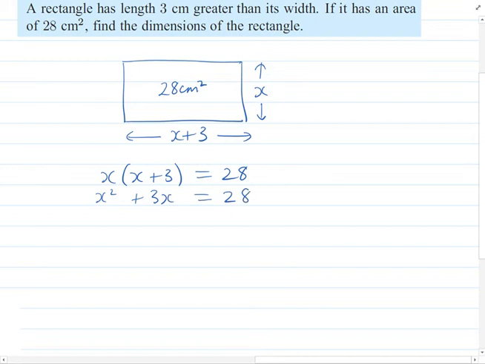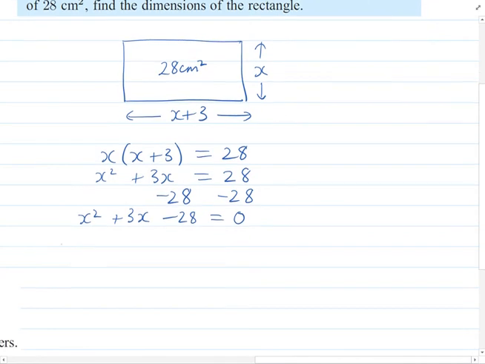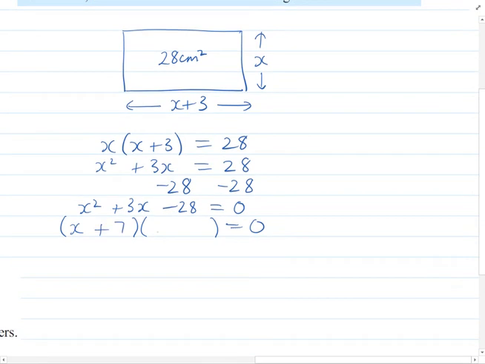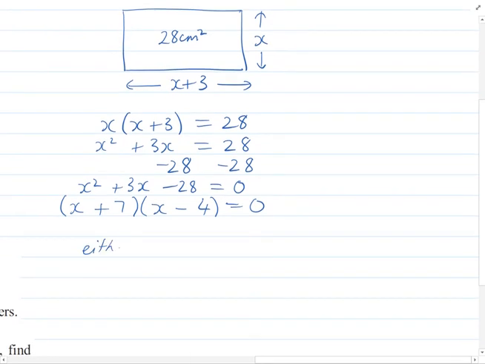And because this is a quadratic, we need one side to be equal to 0. So we're going to subtract 28 from both sides. So we have x squared plus 3x minus 28 equals 0. So now we need to factorise, and this looks like a familiar one. So x plus 7 and x minus 4. And so our two answers are either x equals negative 7 or x equals 4.